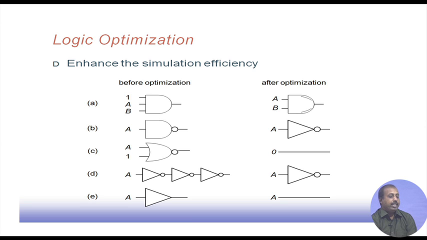Similarly, there may be a NAND gate with only 1 input, which can be converted into an inverter. We can have a NOR gate where 1 input is permanently 1, so we can convert it to a line 0. Similarly, there may be 3 inverters in series, which can be converted to 1 inverter. A buffer can be converted to a single line. This type of optimization can be done because for functional simulation, we do not need to consider the situations that we have shown on the left hand side.